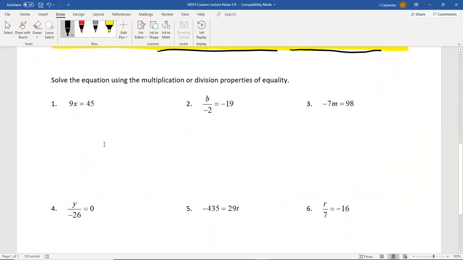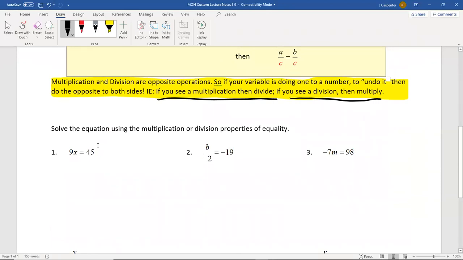Solve the equation using the multiplication or division property of equality. So for 9x equals 45, that is 9 times x equals 45. So again, this is 9 times x. So to get rid of the 9 times, I don't really care what this 45 is for the moment. I'm only focusing on the numbers with variables. So that's 9 times x. So what we do is we divide both sides by 9. And this is how we like to write this. It's not the only way to write it. It's just, in my opinion, the best way to write it.